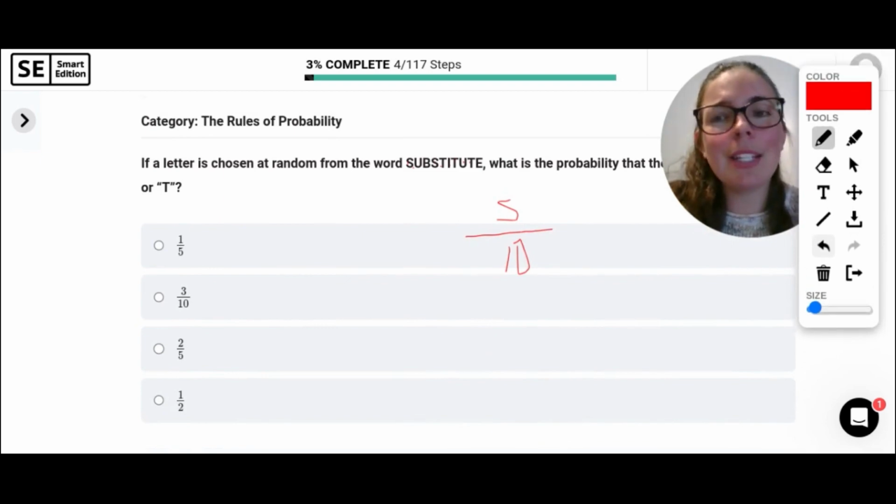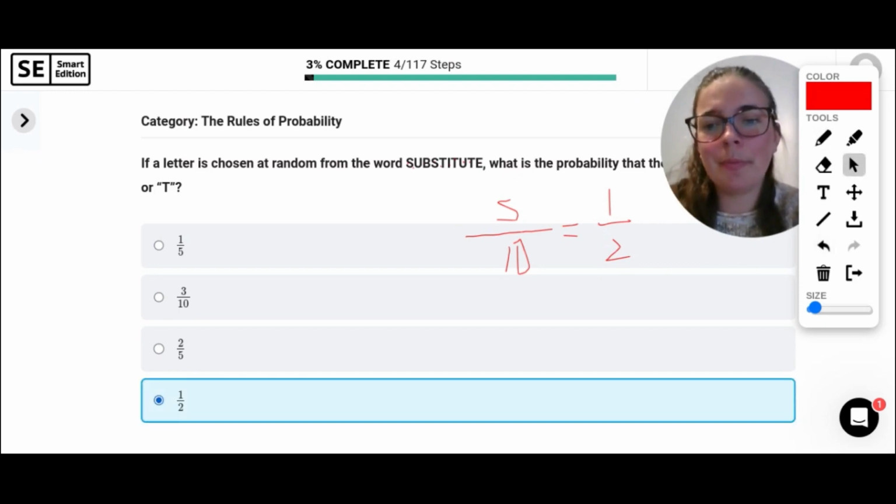Now, I don't see that as an answer here, right? 5 out of 10 is not an option. So we want to look and simplify if we can. So 5 and 10 share a factor of 5. So we can divide each by 5 and get 1 over 2. So 1/2.